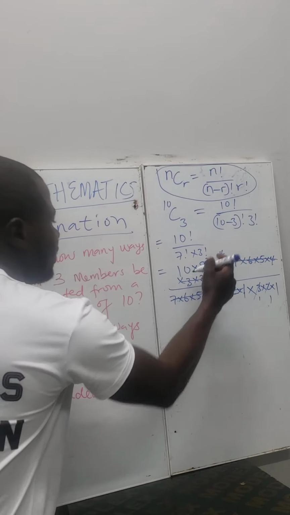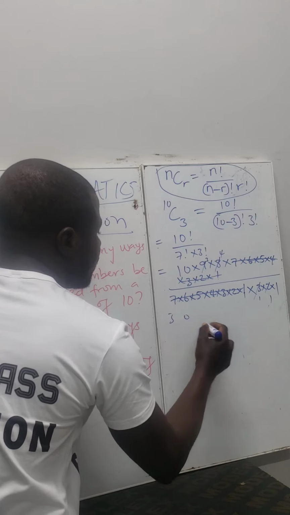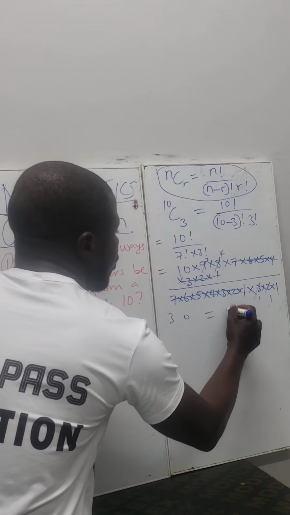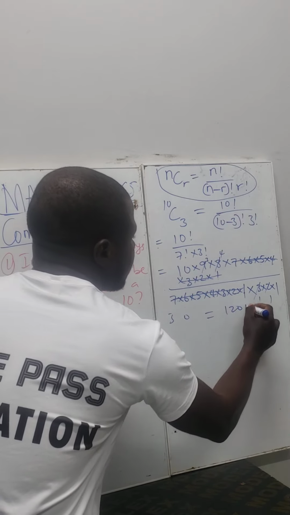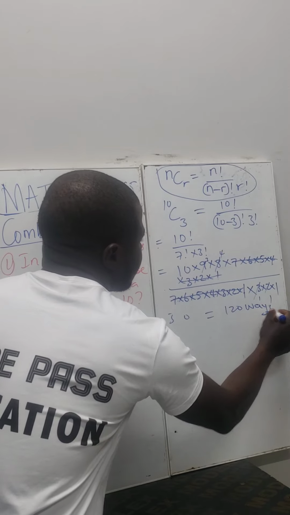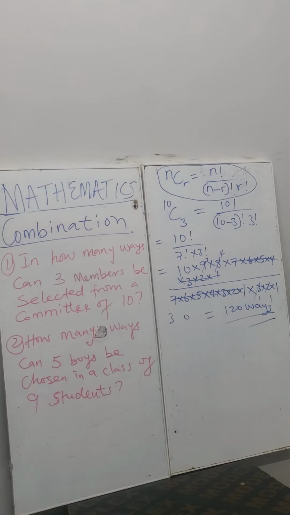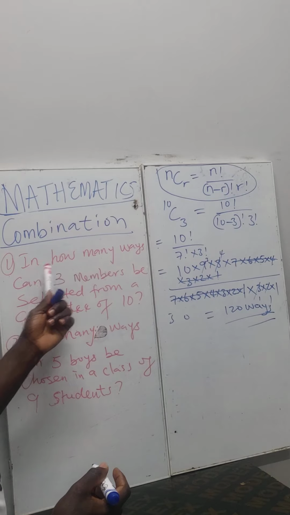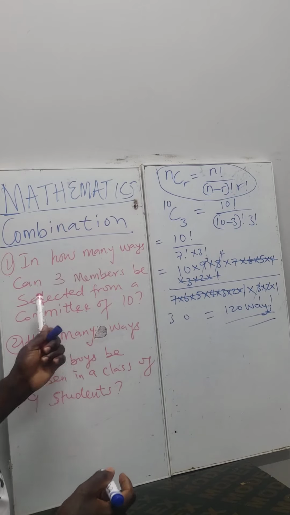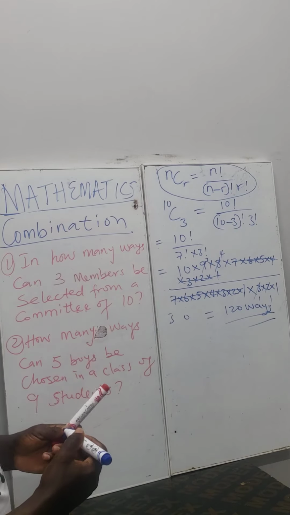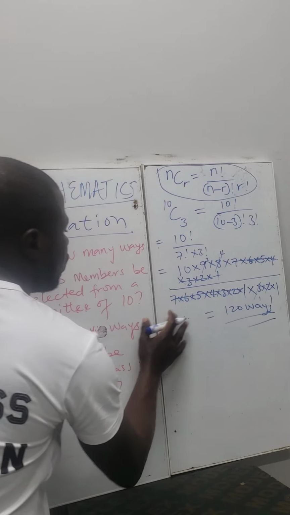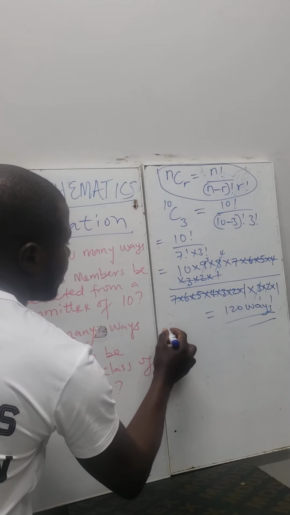30. 30 times 4. That is 120. 120 ways. That is the answer. This is the number of ways that 3 members can be selected from a committee of 10. 120 ways. Do you understand the logic now?